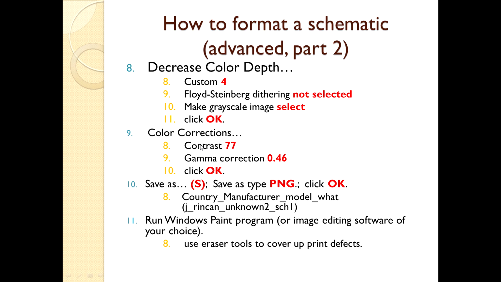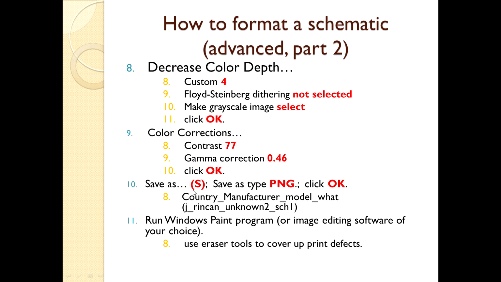We'll do a contrast boost to make the lines come out a little blacker, a little harder. We'll do that with a contrast of 77 and a gamma correction of 0.46. These are the same numbers that we used in the previous videos. And like all these techniques I'm describing here, you can play with these numbers and see if you get better results with your particular drawing. Then we're going to save this.